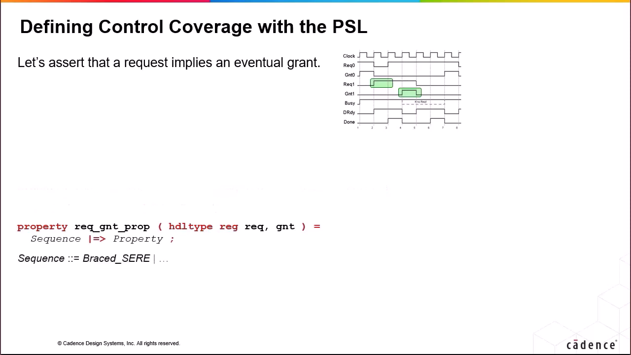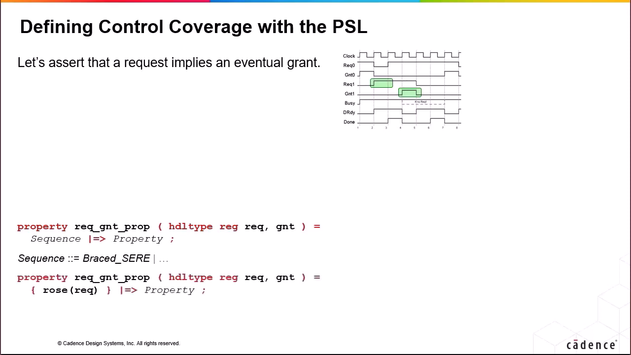The Property Specification Language defines many sequence expression forms. One of those forms is a braced sequential extended regular expression. The sequential extended regular expression is an intermediate syntax from which you construct sequences. In the Property Specification Language, most discussion of sequences is really discussion about sequential extended regular expressions. A sequential extended regular expression can be many things, among them just a Boolean.